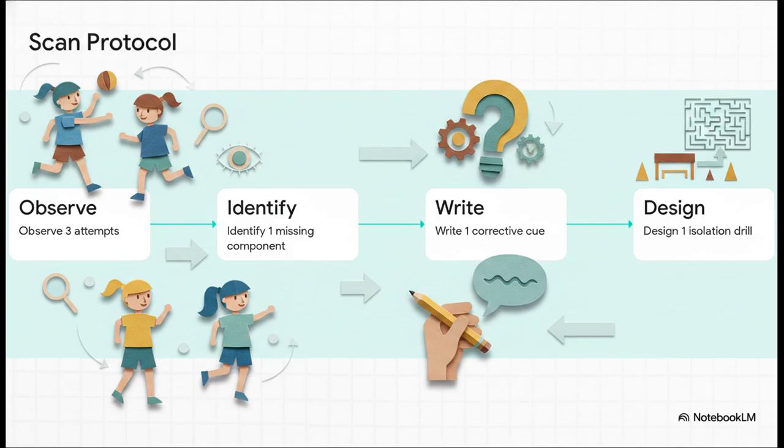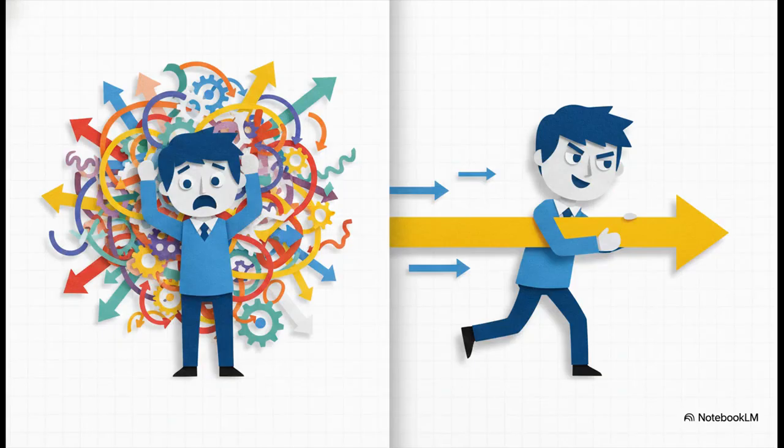Step 2, identify just one missing component. Step 3, formulate one single corrective cue in your head. And Step 4, design one really short isolation drill. You know, the true beauty of this 4-step process is that it completely prevents overcorrecting. You've got to keep your instruction laser-focused, making small, single-issue adjustments rather than trying to overhaul a kid's entire technique all at once. That is the secret to maintaining their momentum.